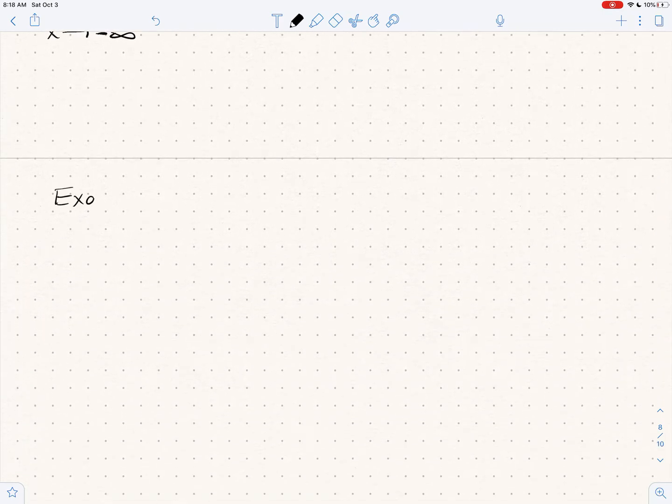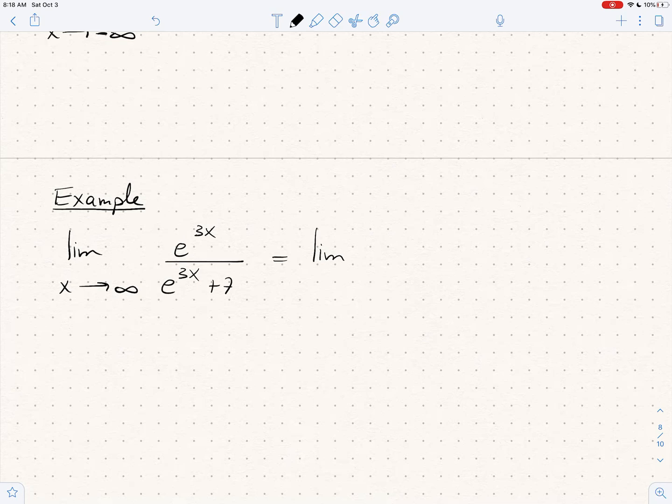I thought we'd do another example with you, something you might see in the homework. So, example: let's take the limit as x goes to infinity of e to the 3x over e to the 3x plus 7. Let's actually pause here. I'm looking at this and I realize that I have the same exponential function upstairs as I do downstairs. So I expect this thing to behave nicely.